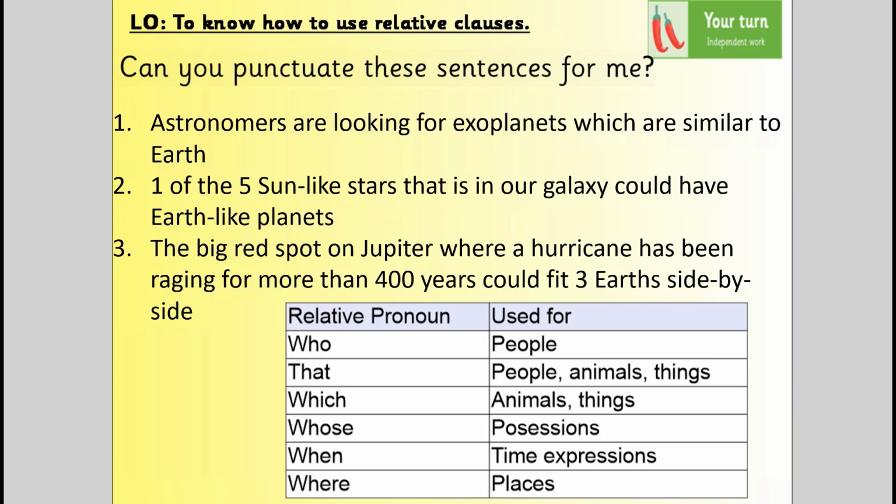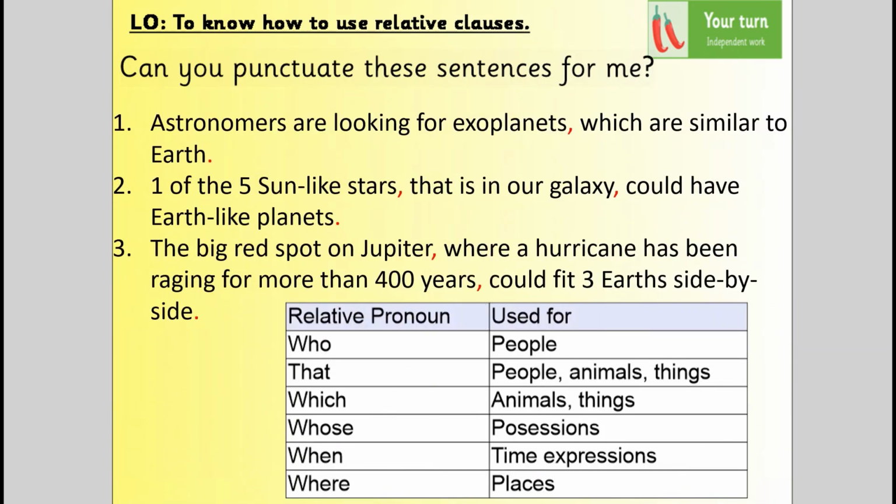Okay, welcome back. Hope you've had some time to punctuate those sentences for me, and now it's time to check through. So the first one, astronomers are looking for exoplanets, comma, which are similar to Earth, full stop. Which relative pronoun, and obviously you can identify that you need a comma before them. One of the 5 sun-like stars, that being my relative pronoun, is in our galaxy, comma, could have Earth-like planets. So the main clause in that sentence is one of the 5 sun-like stars could have Earth-like planets. That is in our galaxy is extra information.